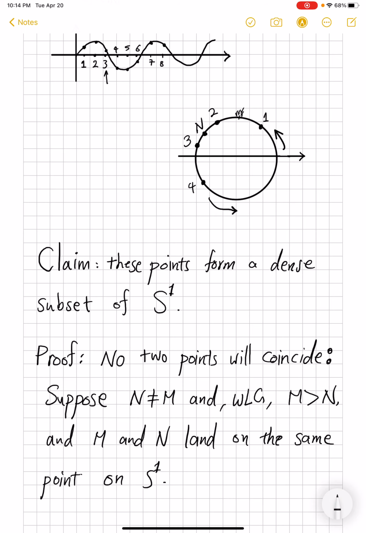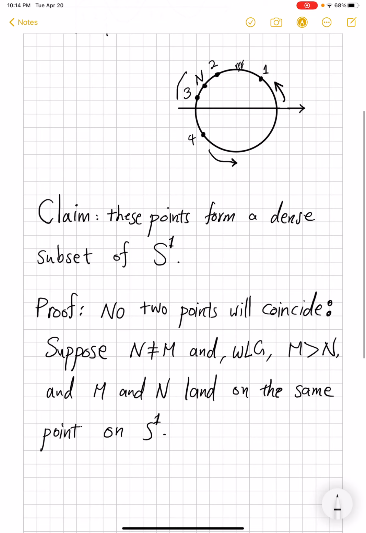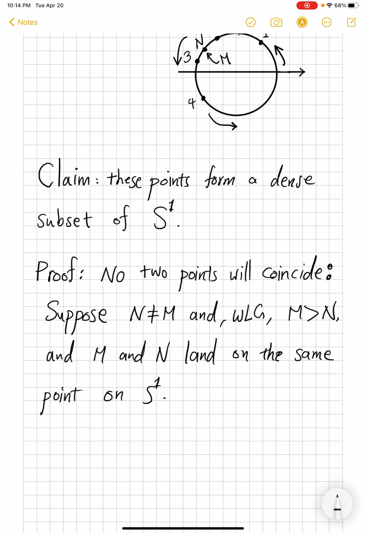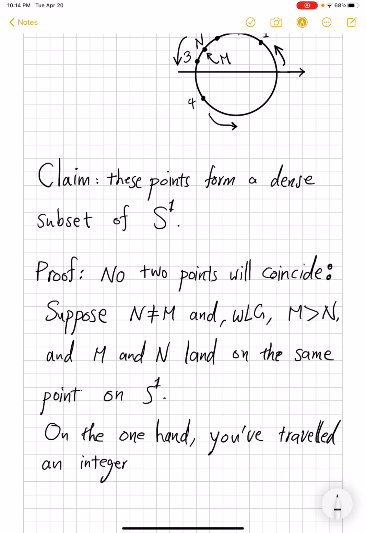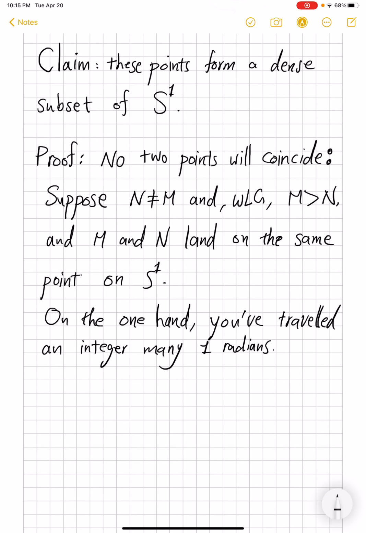on S1. This would mean that you were at n and you continued with some more rotations, and after some few rotations you came back to the same exact point that you were before. This would mean, so on the one hand, you've traveled an integer many 1 radians, because from n to m, you have made m minus n hops of 1 radian. So when you come back to the same point, you've traveled an integer multiple of 1 radian.